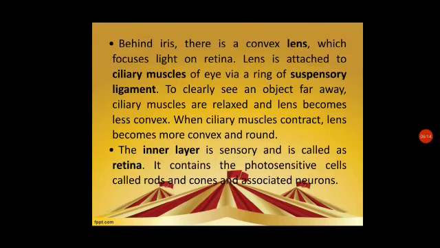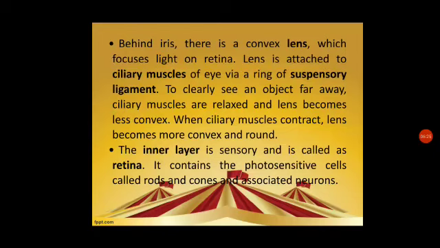Behind the iris there is a convex lens which focuses the light on the retina. The lens is attached to the ciliary muscles of the eye via a ring of suspensory ligaments. Here are the muscles as well as the ligaments which are attached to the muscles.